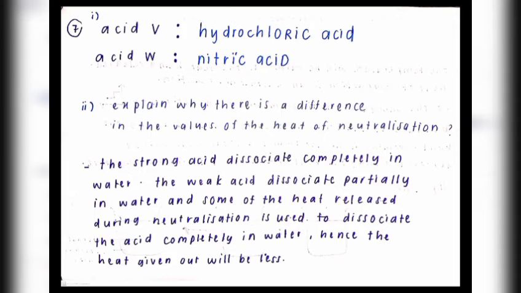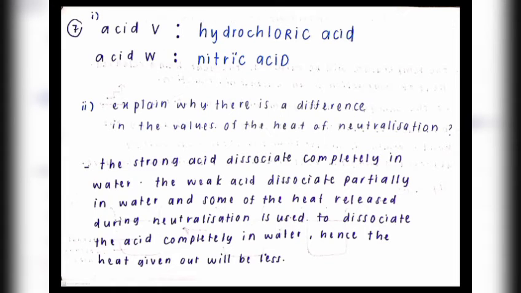For the question number 7, table 4 shows the heat of neutralization for two sets of experiment using different monoprotic acid V and W reacting with potassium hydroxide solution. Roman 1 question, based on table 4, name one example of acid V and acid W. Acid V is hydrochloric acid and acid W is nitric acid.